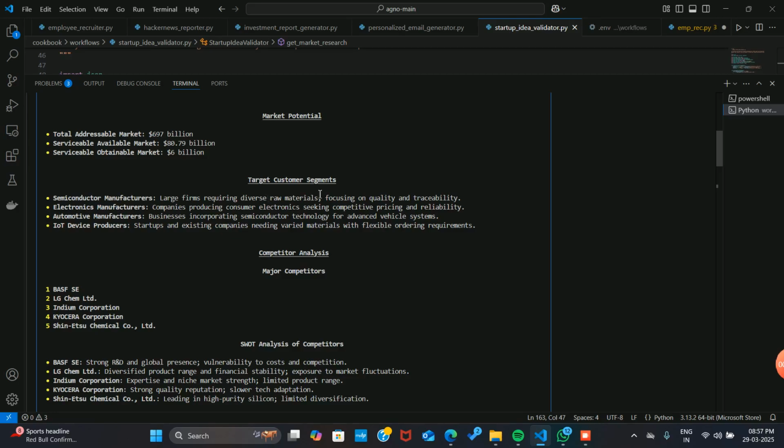Now the target customer segments. Who would be our target customers? Obviously the first one is the no-brainer here: semiconductor manufacturers, meaning any large firms requiring diverse raw materials, focusing on quality and traceability. Then we can also get to the electronic manufacturers, then automotive manufacturers, and then IoT device producers.